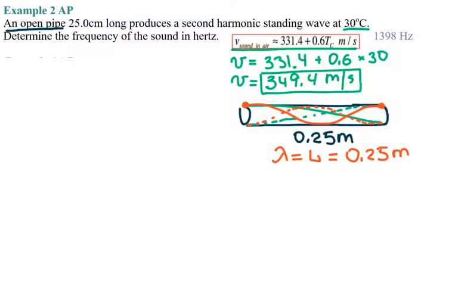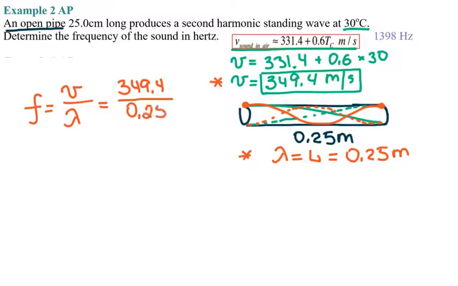Determine the frequency. I know the velocity and I know the wavelength. The frequency is equal to the velocity over the wavelength. The velocity is 349.4 divided by 0.25, and that will be equal to 1398 hertz.